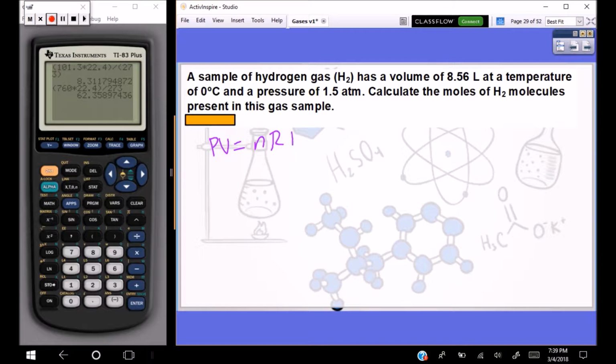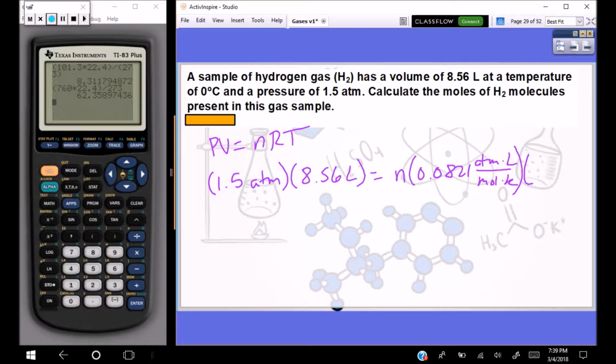We know that PV equals nRT. Here we have a sample of hydrogen gas, and our volume is 8.56 liters. We also know our pressure is 1 atmosphere, and our temperature is 0 degrees Celsius. We want to know our moles. R is 0.0821 atmosphere liter per mole Kelvin. And my temperature, remember to convert to Kelvin, 273. When I go through and solve here, I get n is equal to PV over RT.